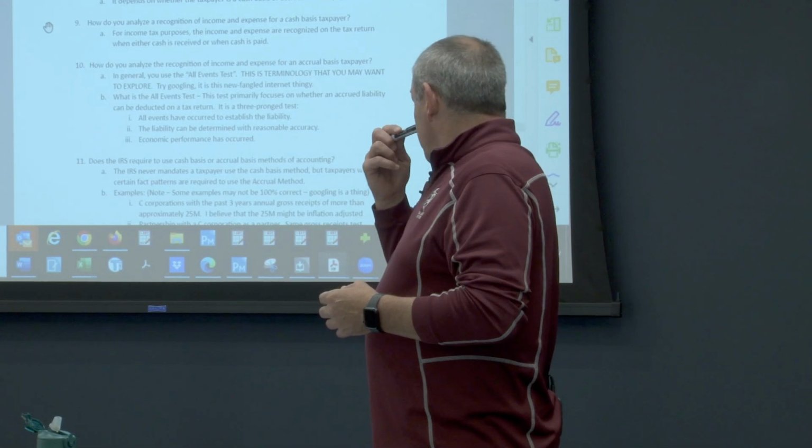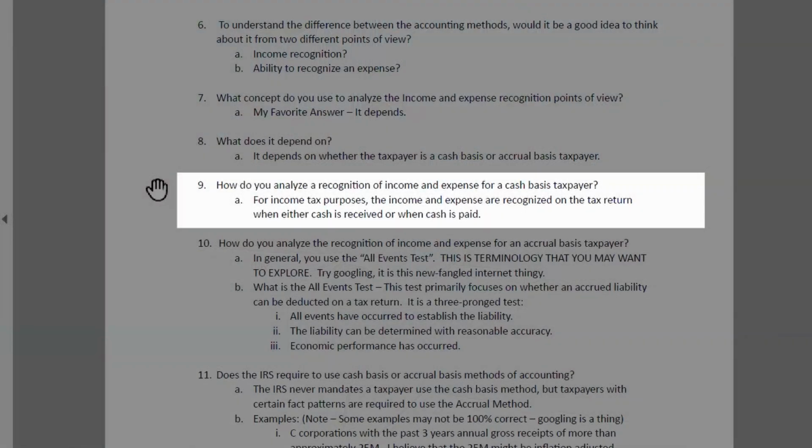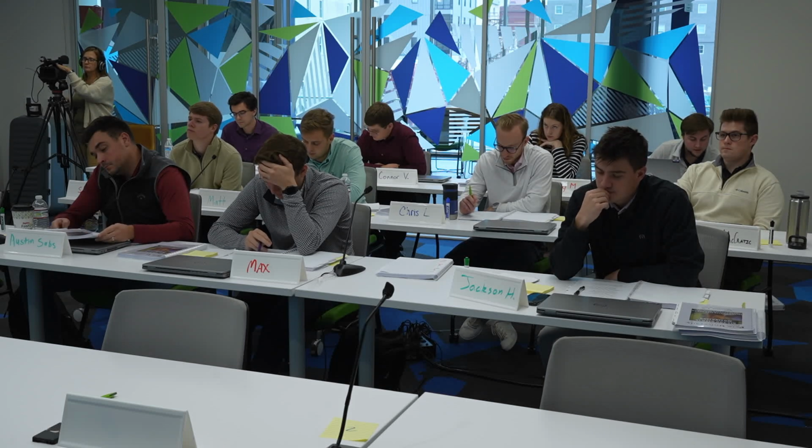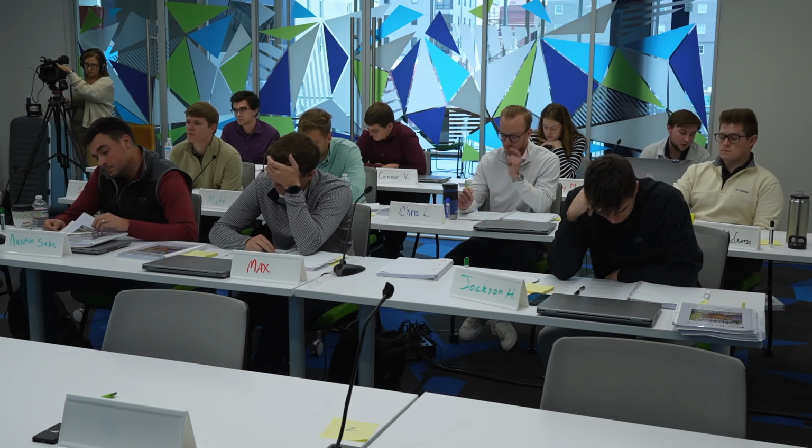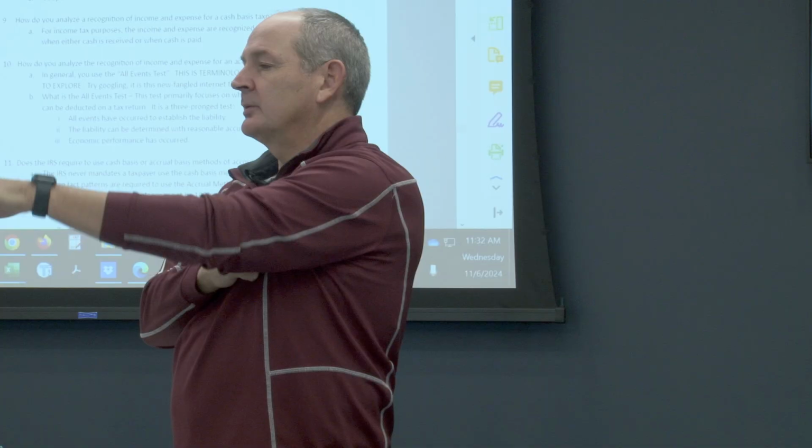Connor, what's 9 say? How do you analyze the recognition of income and expenses for a cash basis taxpayer? For income tax purposes, the income and expense are recognized on the tax return when either cash is received or when cash is paid. Okay. How do you analyze the recognition of income and expenses for an accrual basis taxpayer? No, no, we're going to stick on the other.